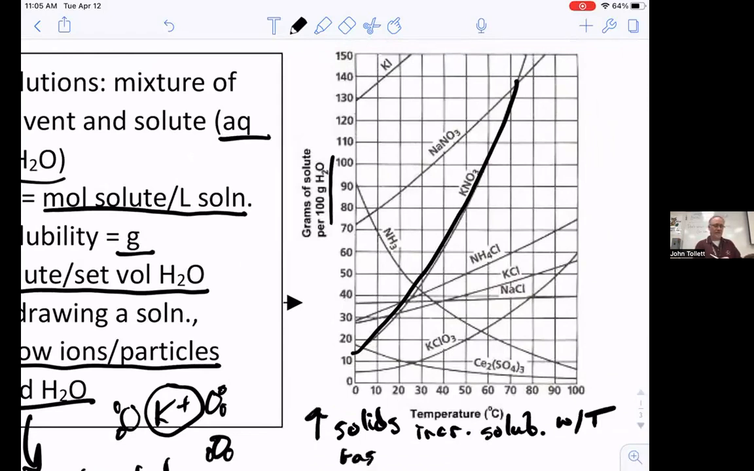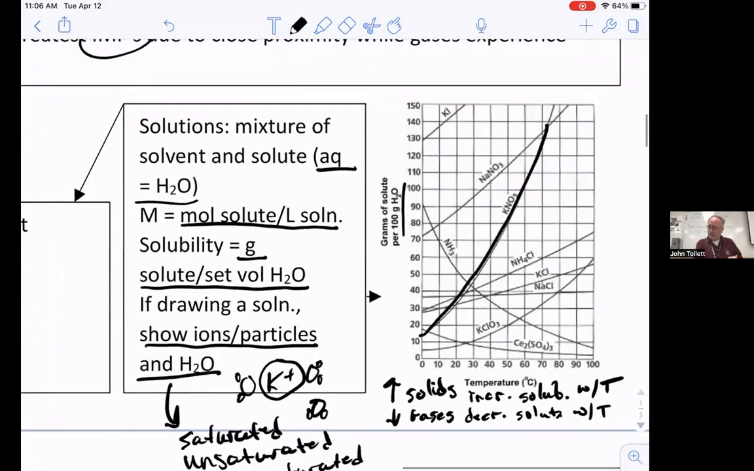If T goes up, solids will increase their solubility. For gases, it is the opposite. This graph is not gases, but gases will decrease in solubility with temperature increases. So as T goes up, gases will go down in solubility. As temperature goes up, solids will increase their solubility. I guess that's pretty much everything I want to discuss with you. You could be given a graph like that and determine the solubility at different temperatures. Very simple, very easy to do.